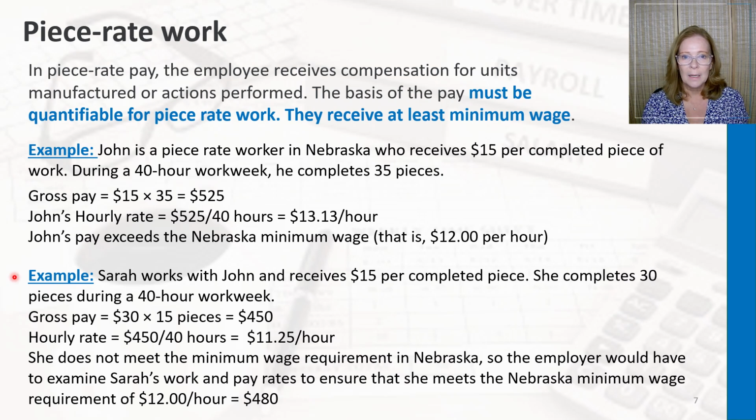What about Sarah? She only made 30 pieces. So her pay is $450. And when we divide $450 by 40 hours, we arrive at $11.25. In this case, the pay is not enough. Sarah has to make at least $12 per hour, which is the minimum wage rate in Nebraska per hour. And so her employer would have to actually pay her more. He would have to pay $480, which is 40 times $12 per hour.